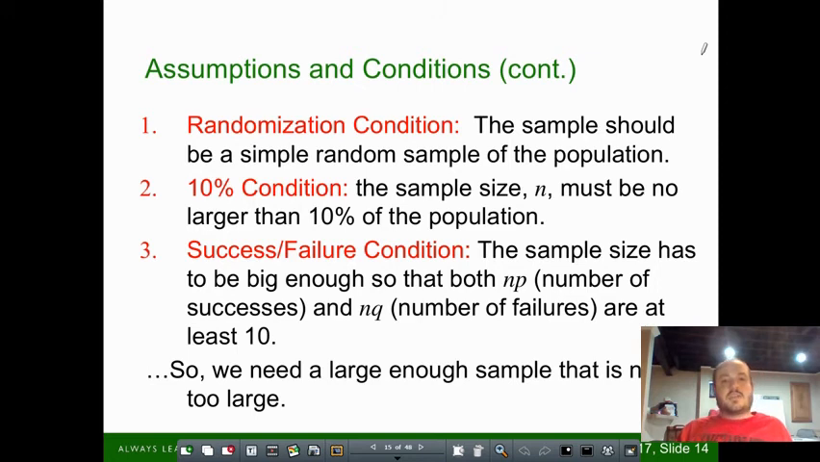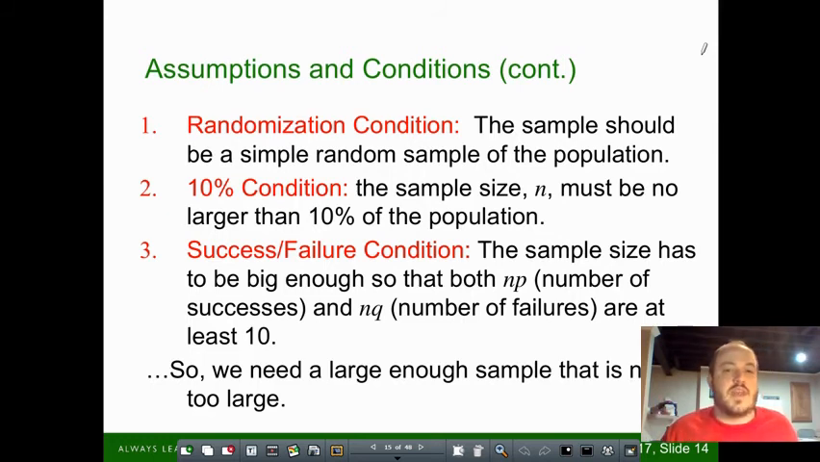All right. Next up is your success/fail condition. This says that the sample size has to be big enough so that both n times p and n times q are at least 10. This is kind of a silly one, but a super easy one to check. So, in other words, it's saying you can't have the number of successes or the number of failures be so small that you would never see them in your samples.